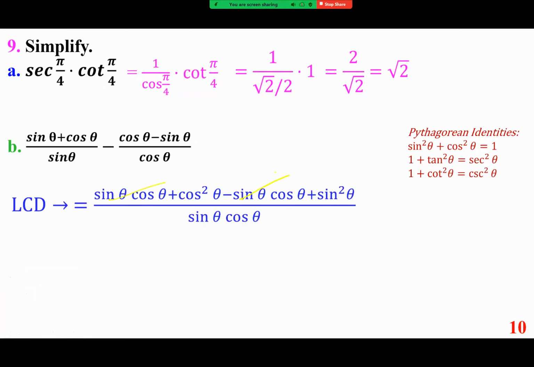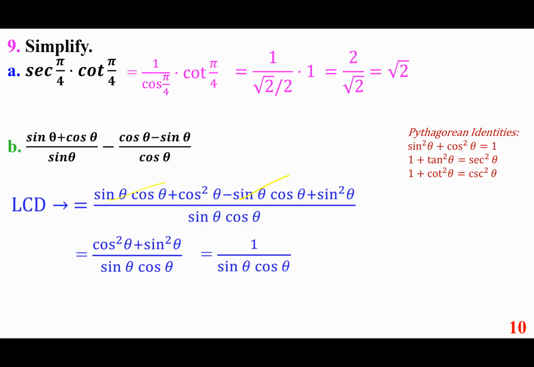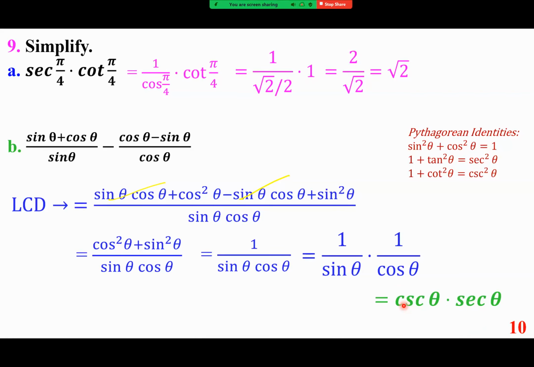these two cancel each other. You get cosine squared and sine squared, which is 1, over sine theta cosine theta. We can separate them into 1 over sine theta times 1 over cosine theta, which is cosecant theta times secant theta.